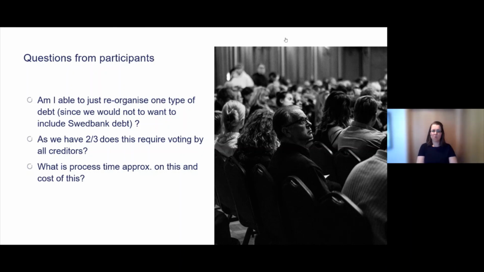And the other question is, as we have 2/3, does this require voting by all the creditors? If you have 2/3, it means that all the creditors who have been involved in the reorganization proceedings have to give their votes. If they are against it, if they are in favor of it, or if they say nothing at all, then the debtor company has to prove it during reorganization proceedings. So if you have 2/3 and the other party is voting against it or whatever, then you have to have a protocol about it.